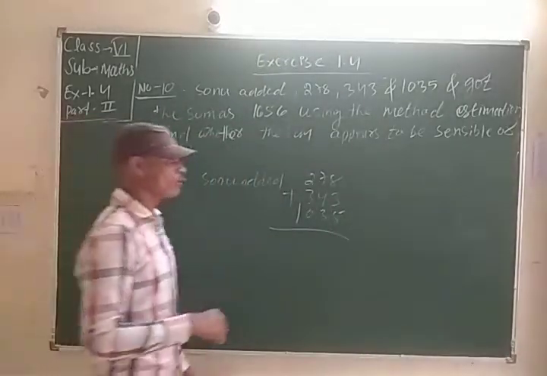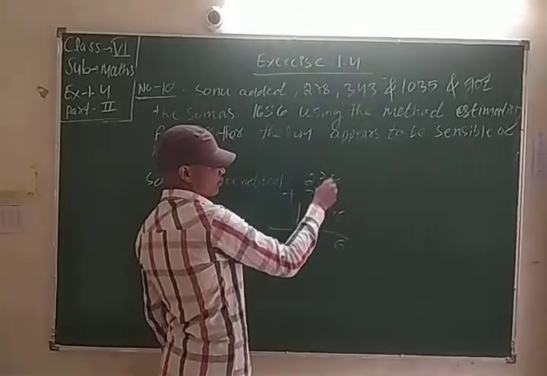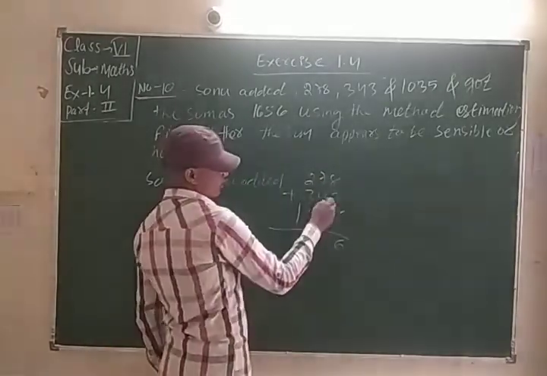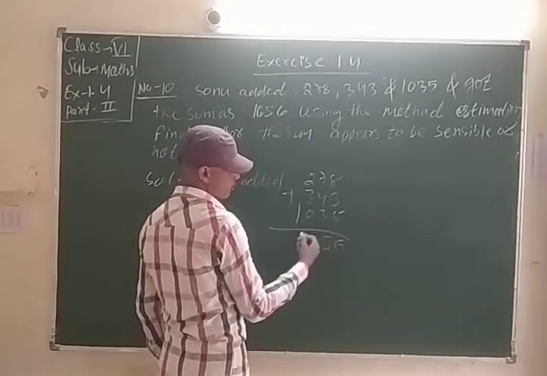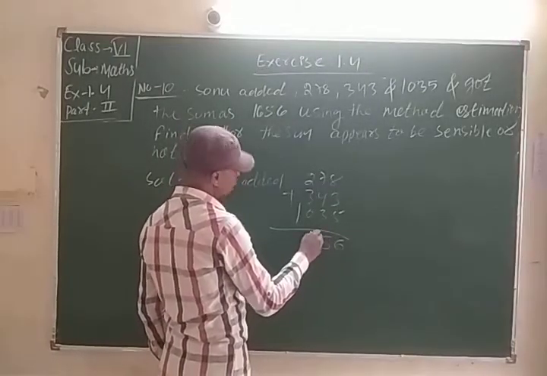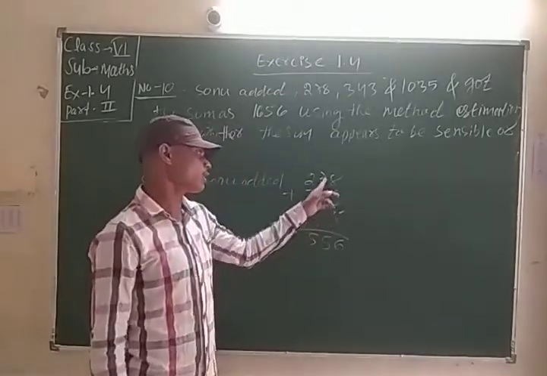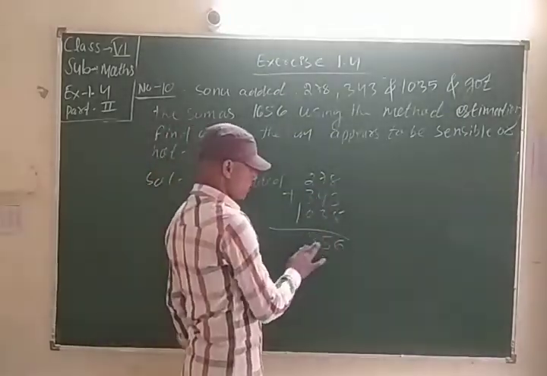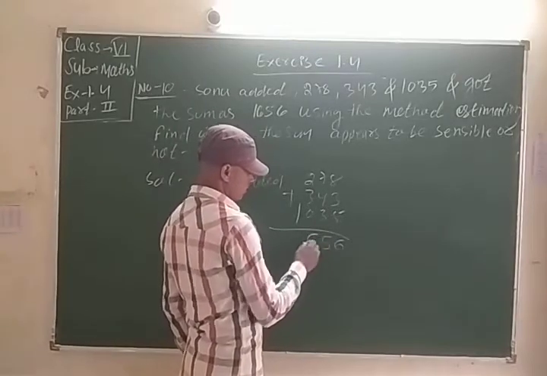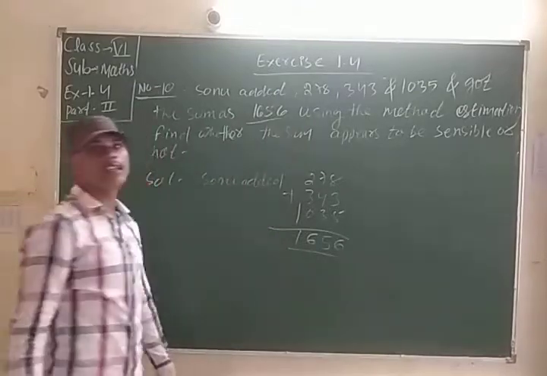How can you find out also? 8 and 6 is 14, 7 and 4 is 11, carry 1, 3 and 2 is 5, and 6 and 1 carry. Here 1656. Here also 1656.